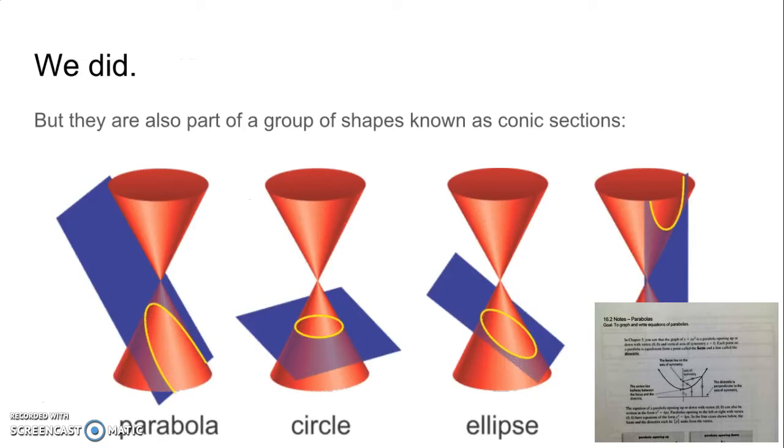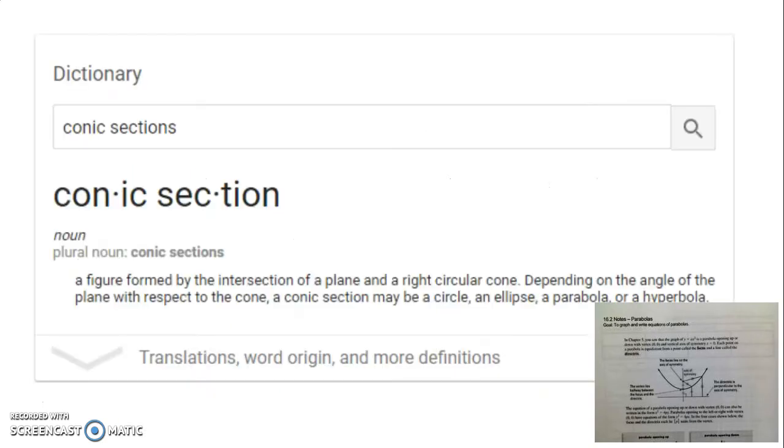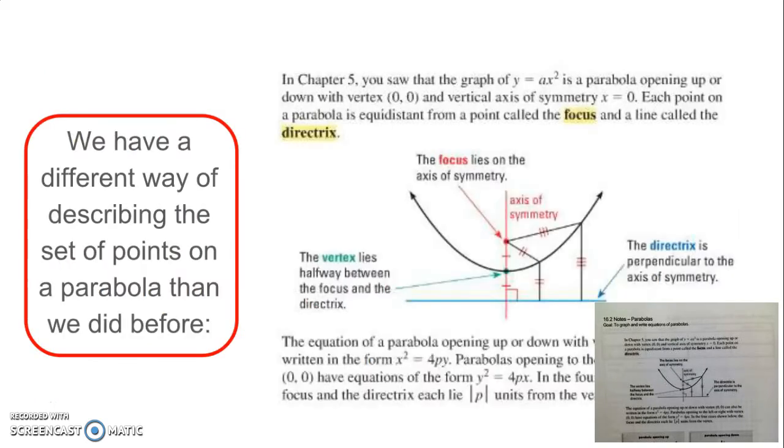But it turns out that parabolas are part of a group of shapes known as conic sections. Parabolas, circles, ellipses, hyperbolas, all part of that group. And we're going to define a conic section this way. It's a figure formed by the intersection of a plane and a right circular cone. And then depending on how the angle of the plane meets that cone, the intersection could be a circle, it could be an ellipse, it could be a parabola, or it could be a hyperbola. And we're going to take a look at all those shapes through the course of this unit.